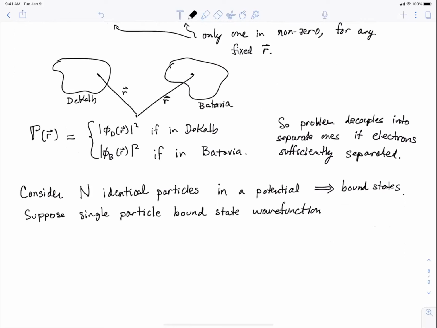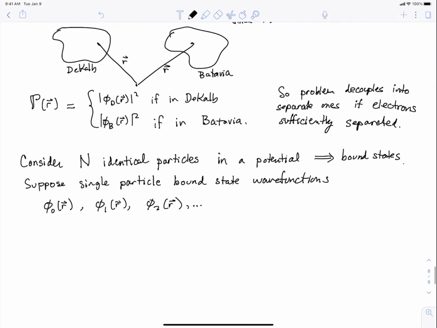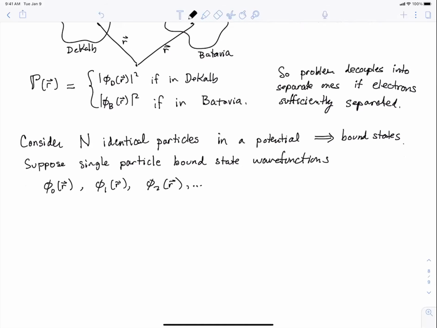So they have wave functions that I will write as phi 0 for the ground state of a single particle system, phi 1, phi 2, etc. Now the labeling of 0, 1, 2 is somewhat arbitrary. And for the hydrogen atom, we would actually call the ground state n equals 1. But since it's just a label, I'm just going to call it 0. And E0 is going to be less than E1, which is less than E2, etc.